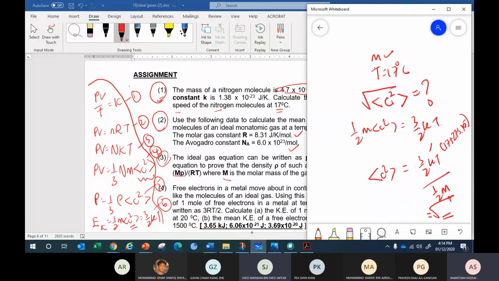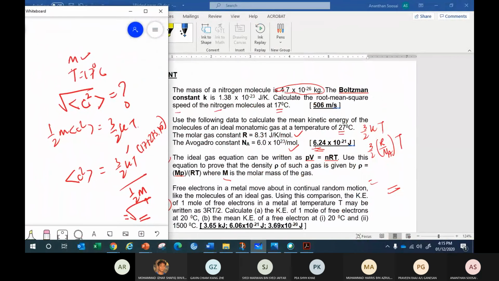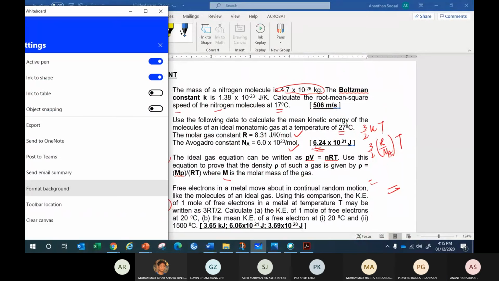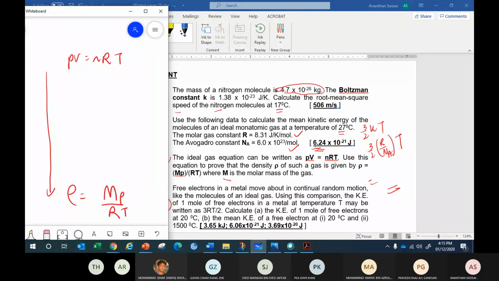Okay, so we got number 3. From PV equals nRT, you must show that density is MP over RT. What type of changes must you do? You must bring in density here.